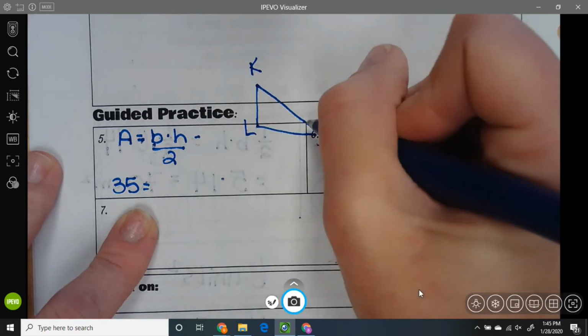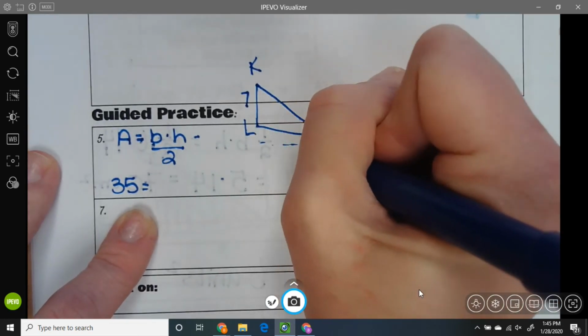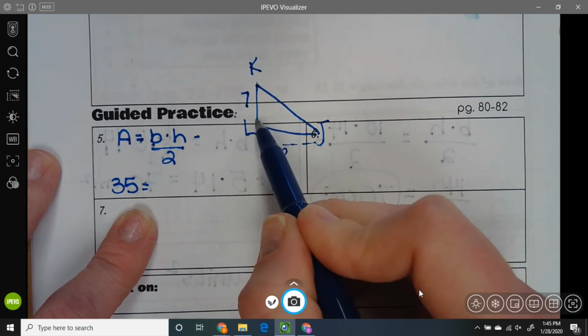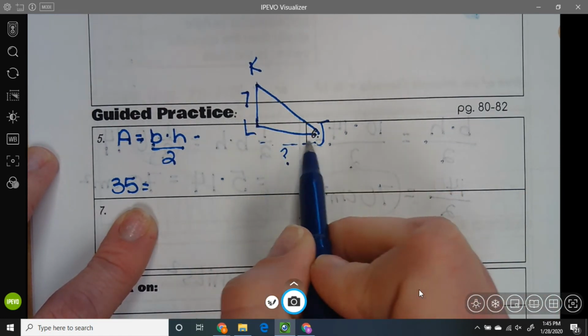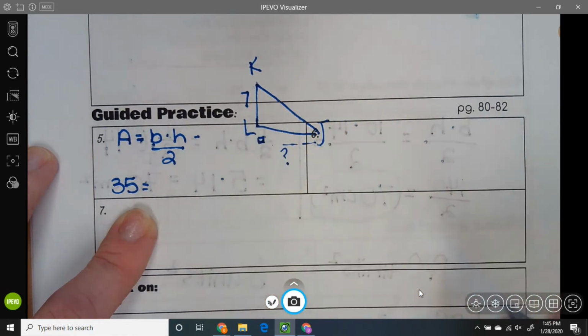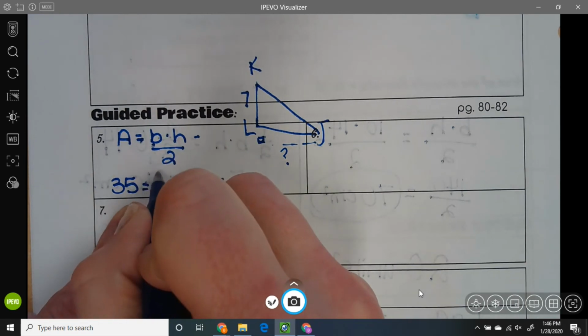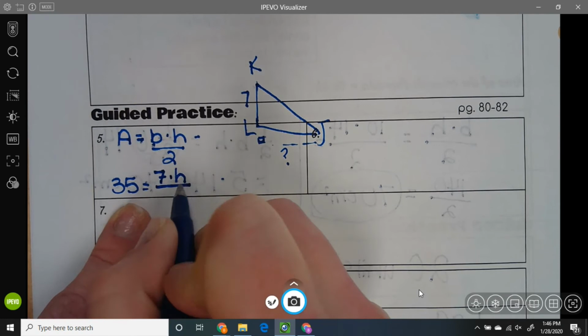And it says this is 7. And it says, what is this? Okay. So we know the base is an actual side of the triangle, so that has to be that. And the height is coming off of the base at a right angle, which would be that right angle right there, which they even labeled for you. So I know the base is 7. I don't know the height, so I'm going to leave it as an h, and I'm going to divide it by 2.